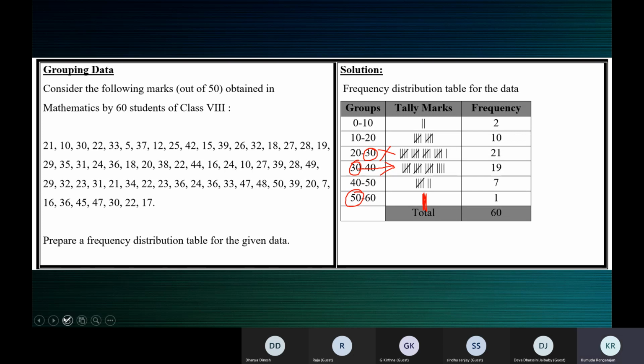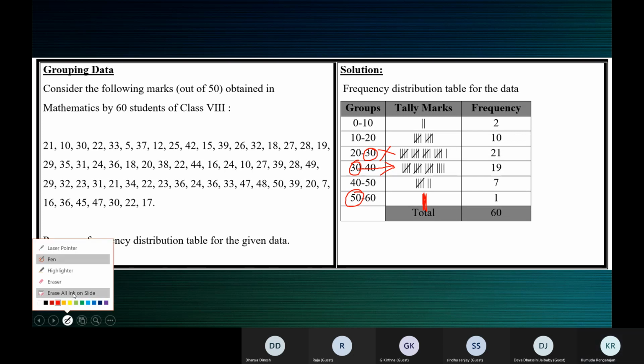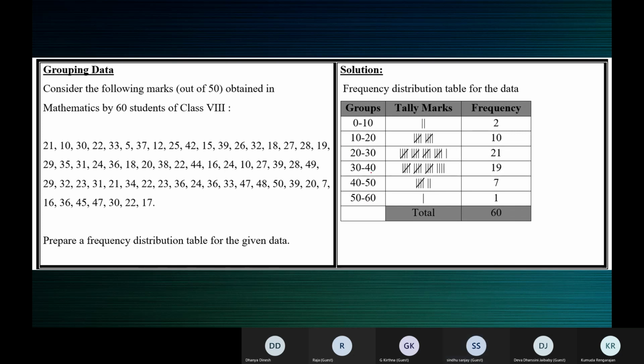Can you prepare this table, children? Yes, ma'am. So we start with 0 to 10. 5 is the smallest value. Supposing 11 was the smallest value, then you don't need the class interval 0 to 10. Because even if you have the class interval 0 to 10, the smallest number is 11, we won't even have one tally mark against 0 to 10.